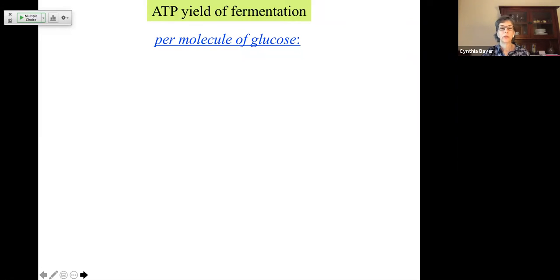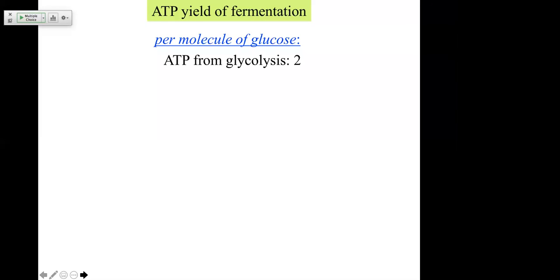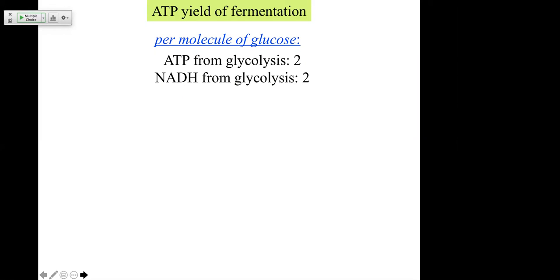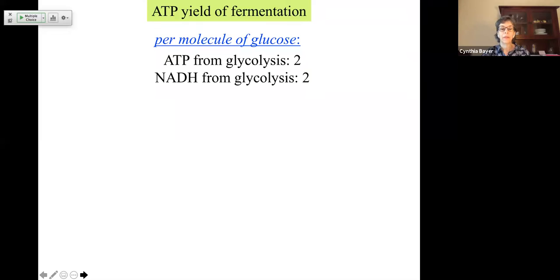Per molecule of glucose, 2. We're back to 2 again. And how many NADHs from glycolysis? We're back to our 2 again. Thank you.